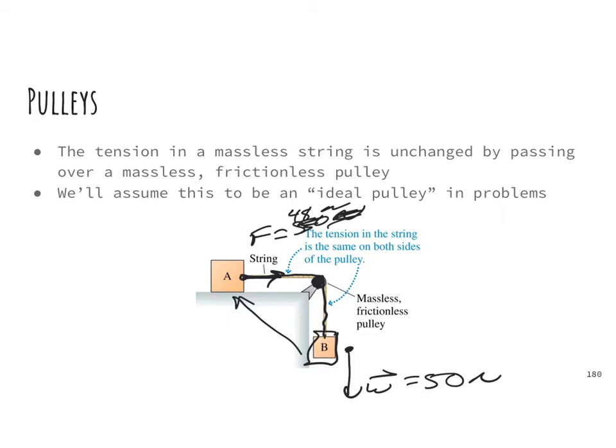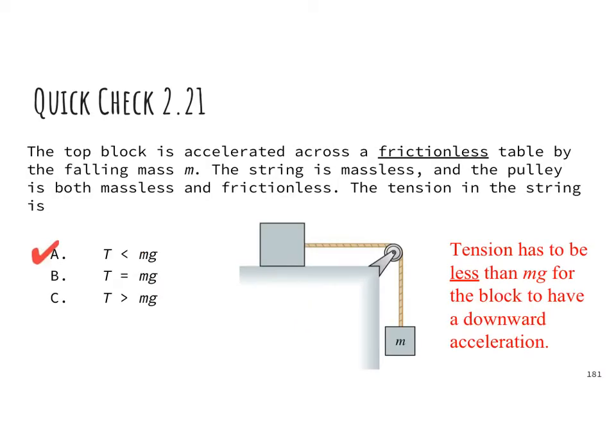That might have been a cause for error in your lab, but we'll assume that for our physics problems they are perfect or ideal. So I've got a quick check. The top of the block is accelerated across a frictionless table by the falling mass M. The string is massless and the pulley is both massless and frictionless. What's the tension in the string?